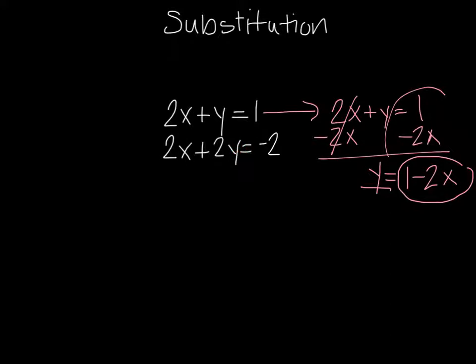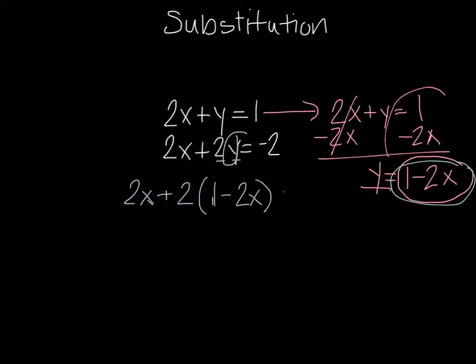So I'll rewrite it. You'll see I have the 2x still, plus I still have the 2 in front of the y. Now this 2 is being multiplied times the y, so now I'm going to multiply it times the substitute. I'm going to replace the y with its substitute. So I'm going to put a 1 minus 2x in where the y was, equals negative 2. So now I have this equation, and notice, like I said before, I only have x now. I only have one variable, so now I can solve this equation like I would earlier in the book.